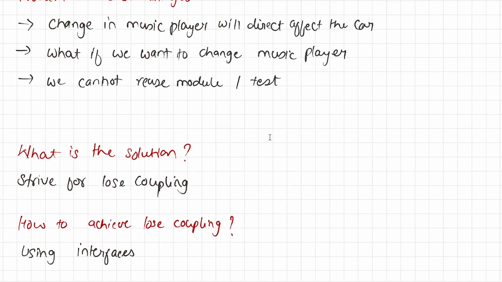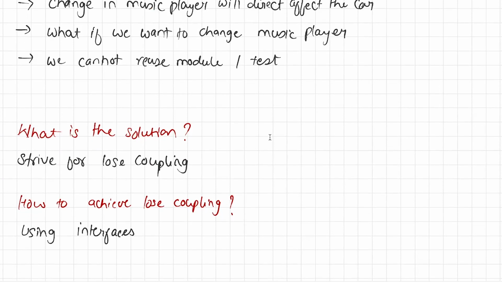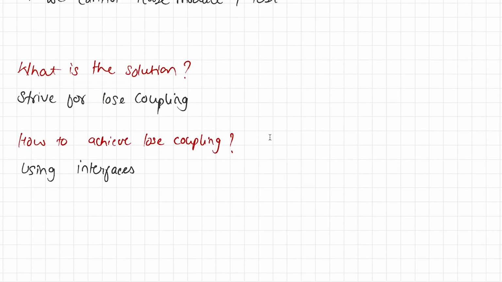Now the question over here is how to solve this problem. Well, the solution is simple. We should always strive for a loosely coupled design, right? Now the question is how to achieve a loosely coupled design. So guys, there are two ways we can achieve it. One is through dependency injection and one is through interfaces. So in this video, we will see how we can achieve a loosely coupled design using interfaces. So let me take you to my IDE where I will show you how we can convert this tightly coupled design into a loosely coupled design.